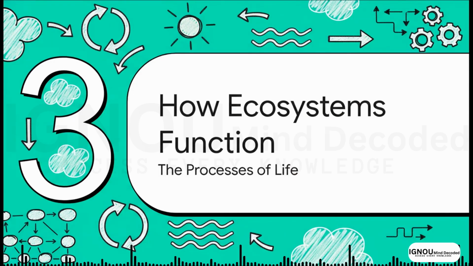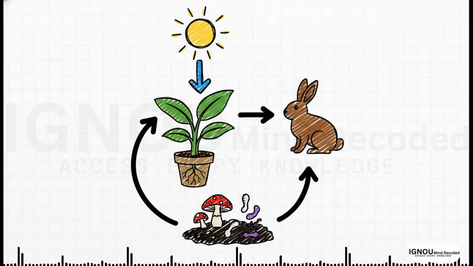All right, so we have all the pieces of the puzzle, the living stuff and the non-living stuff. But how does it all fit together? What's the job of an ecosystem? What does it actually do? Fundamentally, every ecosystem is busy doing two main things. Job number one is managing the flow of energy. It all starts with the producers, the plants, capturing energy from the sun. Then that energy gets passed along when an animal eats the plant, and another animal eats that animal.